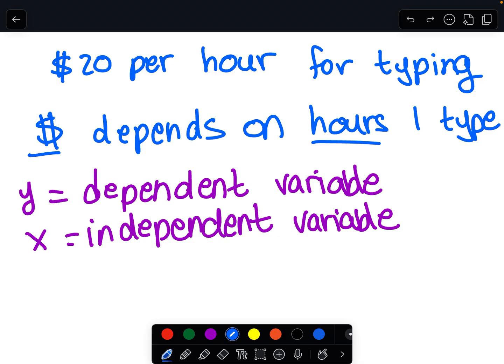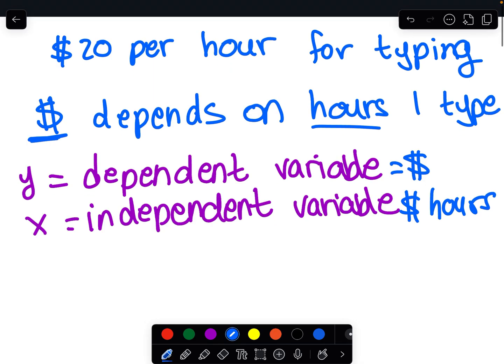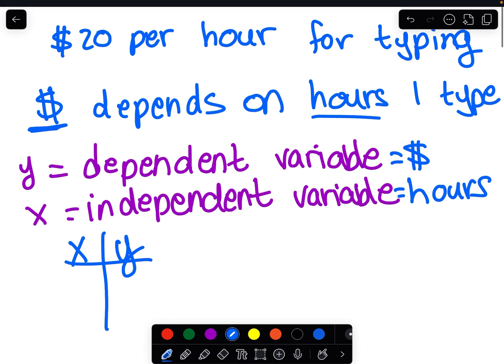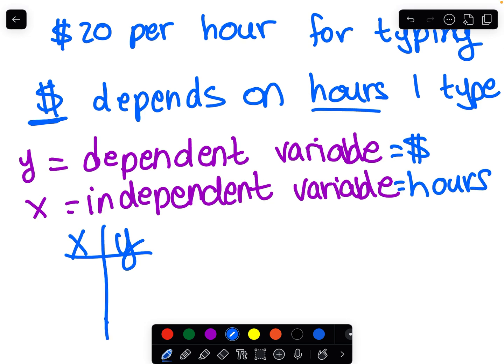And so when we are thinking about this example, one variable depends on the other. In this case, the amount of money depends on the number of hours I type. So Y is the amount of money. Oh, whoops, I made a mistake here. That's not supposed to be that. That's supposed to be equal sign, hours. And Y depends on X. And we usually have a table that looks like this. And then we can have examples.